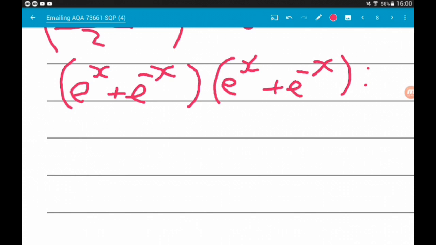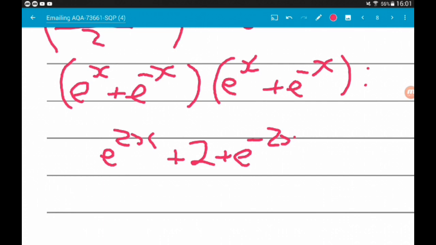Well, for that, we're going to get e to the x times e to the x is e to the 2x. Then e to the x times e to the minus x is just 1. So we're going to get that twice, so there's going to be a plus 2. And then there's going to be an e to the minus x times e to the minus x term, which is e to the minus 2x.